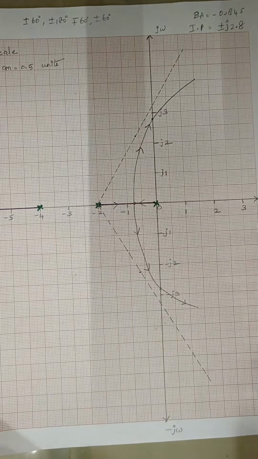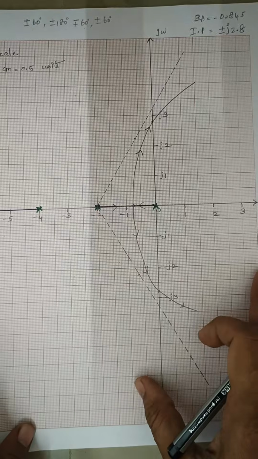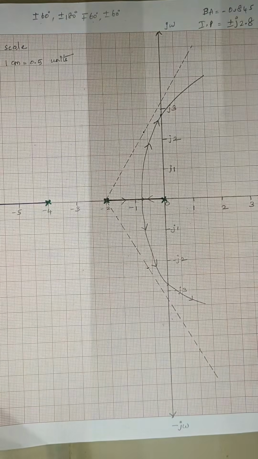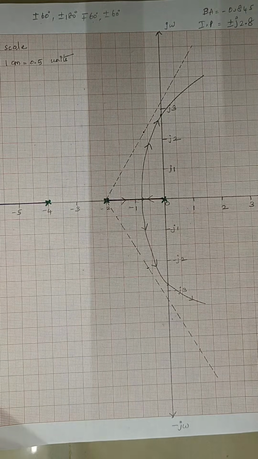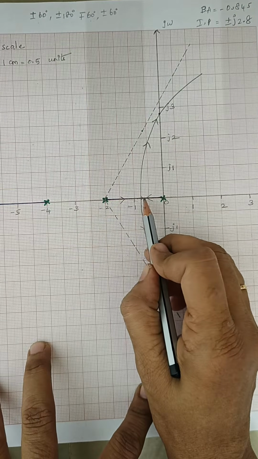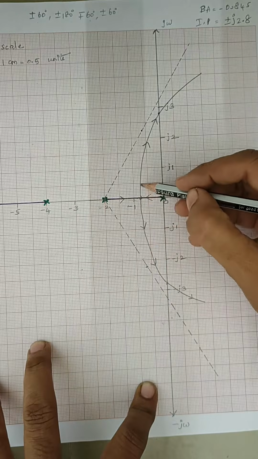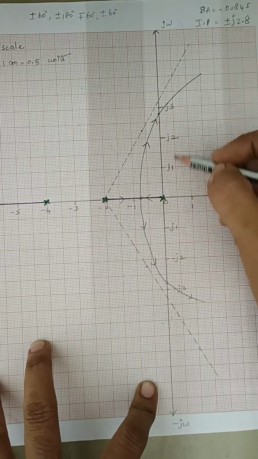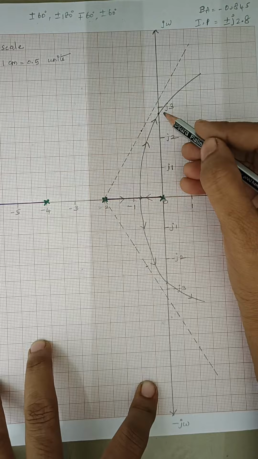So finally, we have drawn the root locus. This root locus has how many poles? We have 3 poles, right? So this root locus should have 3 branches. How to mark the 3 branches? You see, here one branch starts at this pole. It travels, reaches this point and breaks away. It crosses the imaginary axis at plus 2.8j.